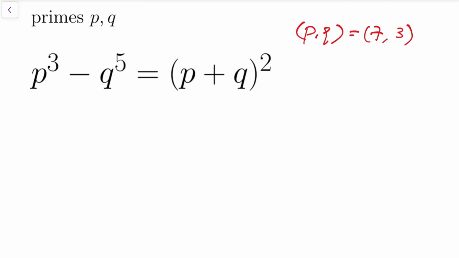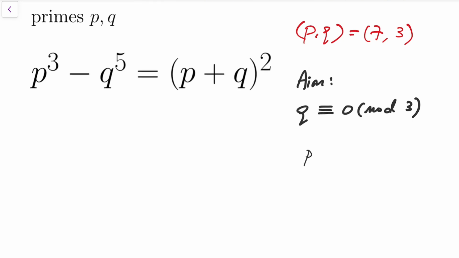So I proceeded by considering mod 3, aiming to show that this prime q must be congruent to 0 mod 3, and by the fact that it's a prime, the only option left would be q equals 3. So I went on by considering mod 3. In general, both p cubed and q to the power 5 can take any possible value mod 3, either 0, 1, or 2.